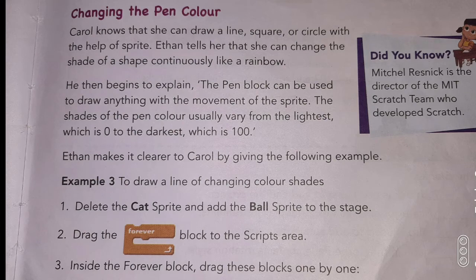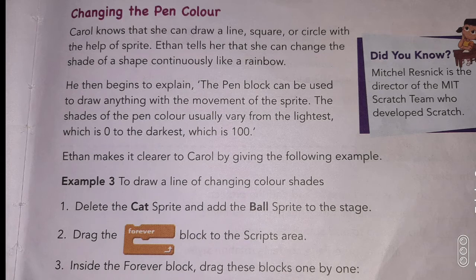Changing the pen color. Carol knows that she can draw a line, square or circle with the help of sprite. Ethan tells her that she can change the shade of a shape continuously like a rainbow. He then begins to explain the pen block can be used to draw anything with the movement of the sprite. The shades of the pen color usually vary from the lightest, which is 0, to the darkest, which is 100.